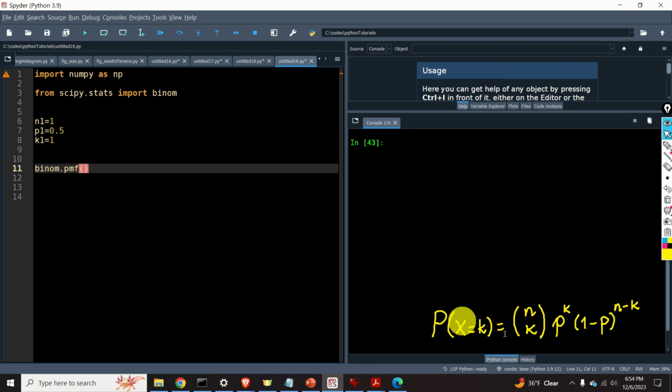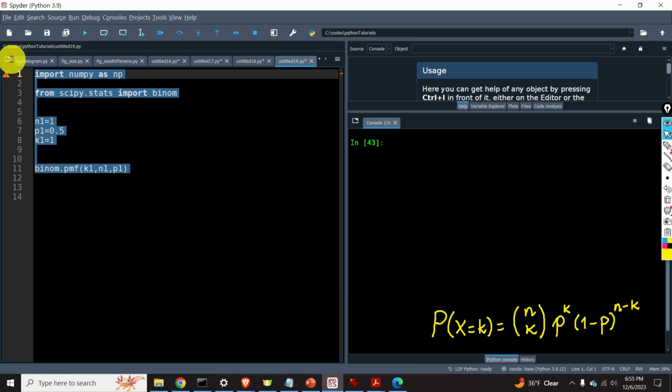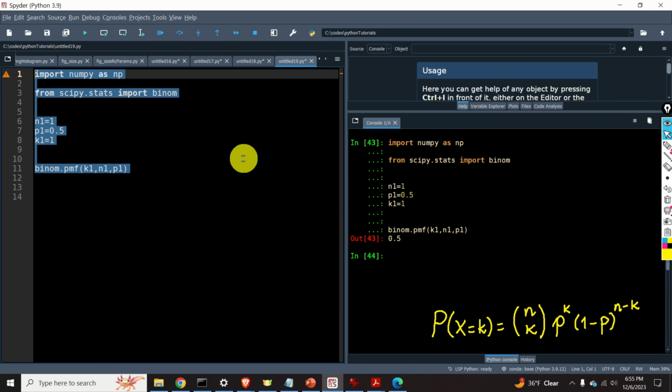The first input of this function is k. In our case, it's k1. The second input of this function is n. In our case, it's n1. And the third input of this function is the probability p, p1 in our case. Okay, so let's evaluate this expression and let's see the result.